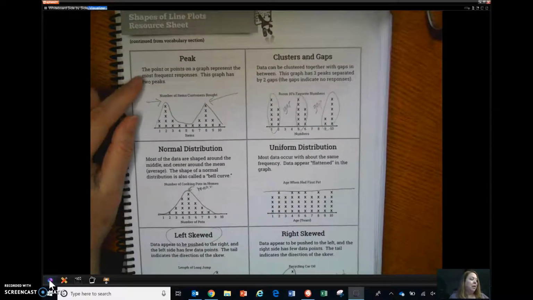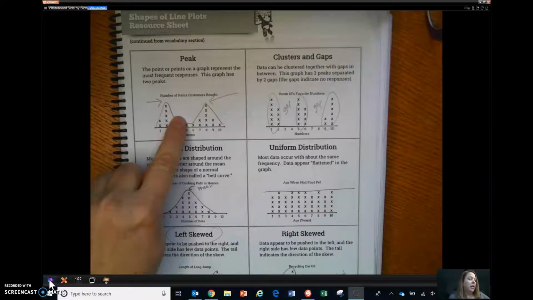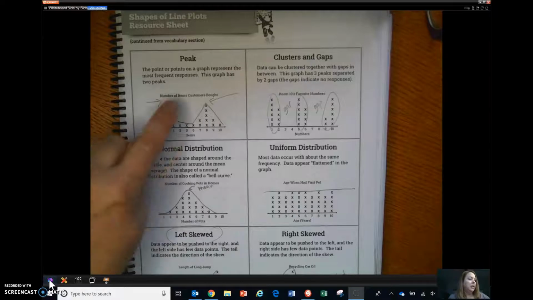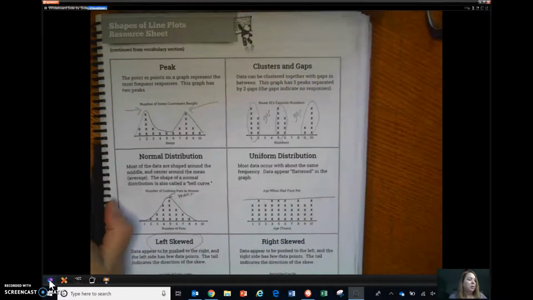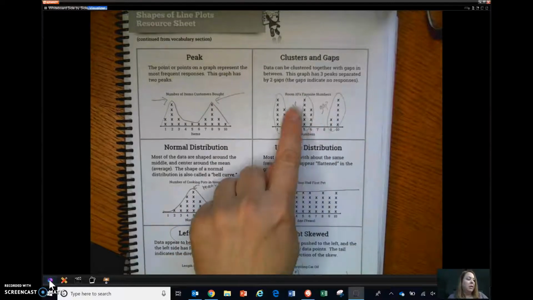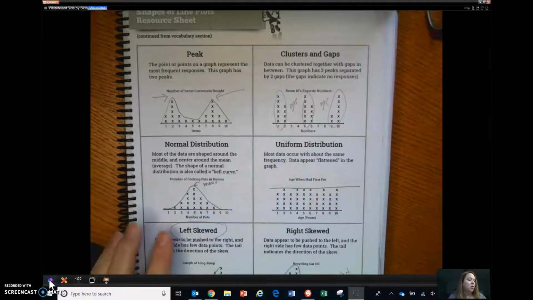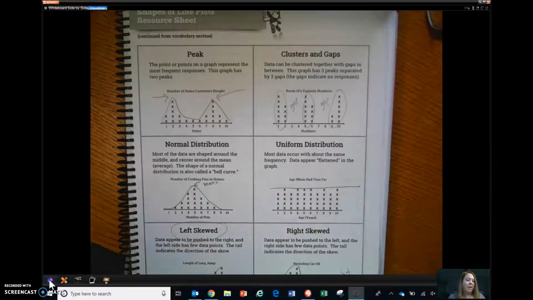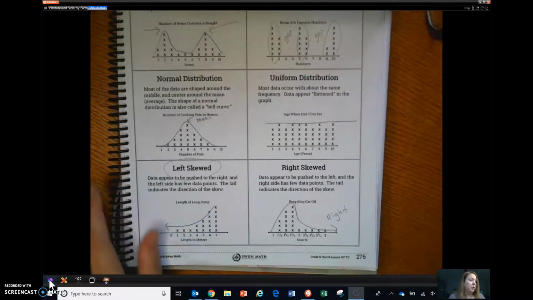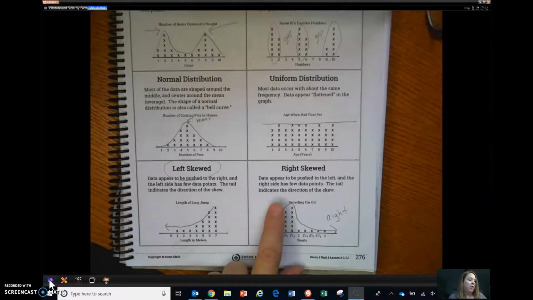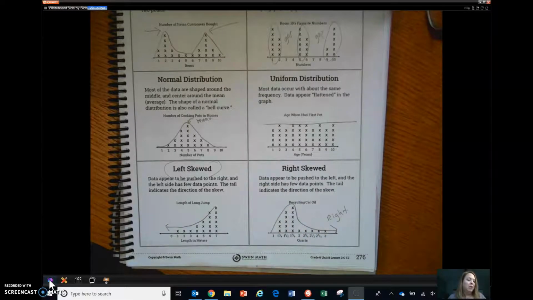A peak is, if you were to trace your data once you plot it on your line and you have 2 high points like that, you have a peak. Clusters and gaps: if you were to circle and you have nothing in the middle, that's your gap, and those are the clusters. Normal distribution just looks like a hill, like that. Uniform distribution is kind of like a flat hill. Left skewed, like this one, is when the tail skews left, and then right skew would be when the tail goes right.